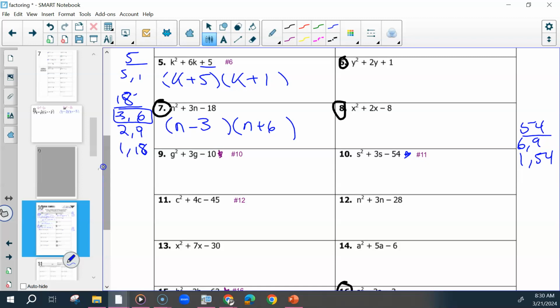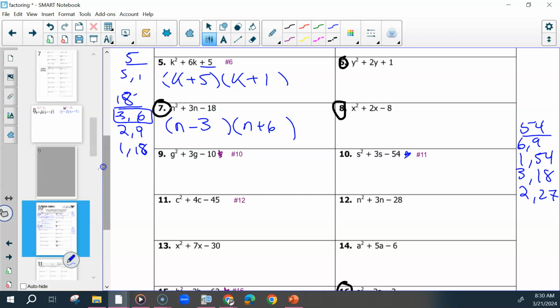3 and 8. Not 3 and 8, but 3 and 18. There we go. What else? 27 and 2. Does 4 work? No. Okay. 5 doesn't work. 7 doesn't work. 8 doesn't work. Those are all of them.